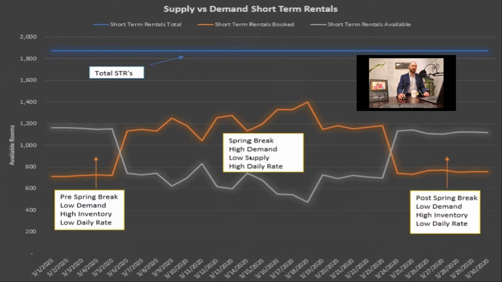Versus on March 13th, that goes down to about 700 units. And on March 18th, there's only 450 units available, all right? Only 450 total homes available for all of this marketplace. Now, that's just with the regular spring breakers coming, right?